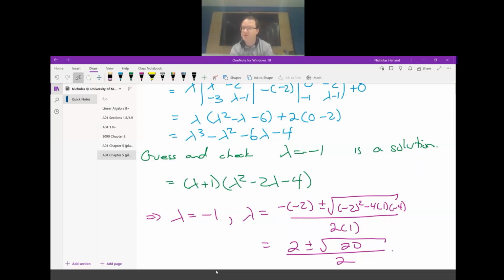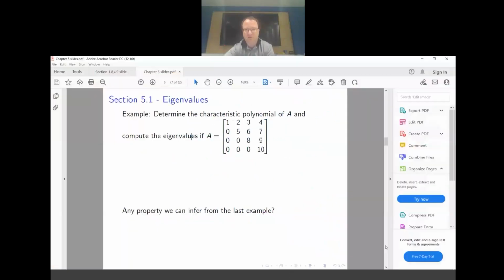All right, any questions about how we did this? All right, let's go back to something a bit more reasonable. See if you can find, again, the characteristic polynomial, but find the eigenvalues of this 4 by 4. Now we're going to make it even harder. Or maybe not harder. So give this question a try.